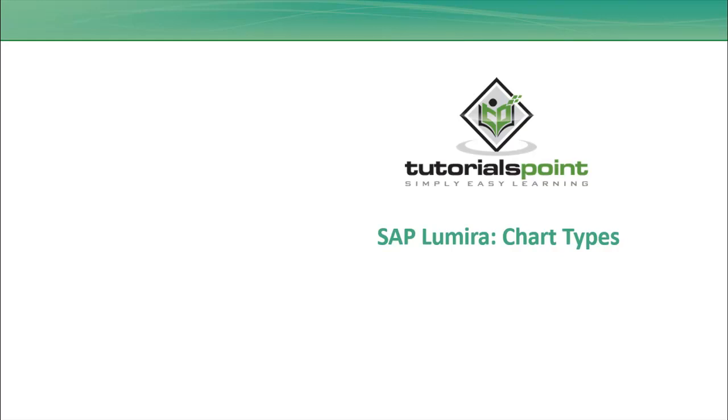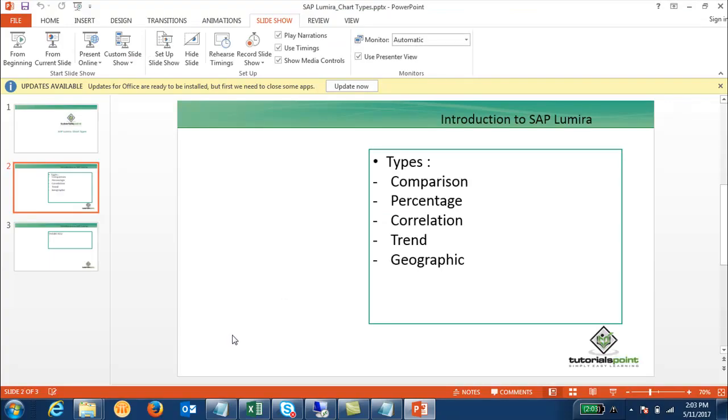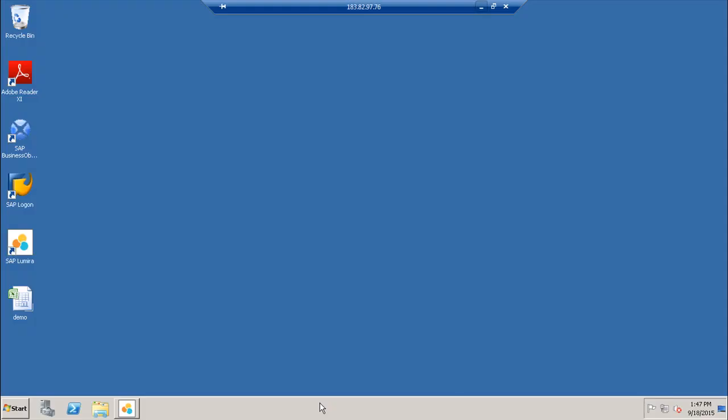In this tutorial, we will discuss the different chart types which are available in SAP Lumira. There are different types of charts available in Lumira, which can be categorized as comparison charts, percentage charts, correlation charts, trend charts, and geographic charts. So let's go to the SAP Lumira tool and see how and where we can find all these chart types.